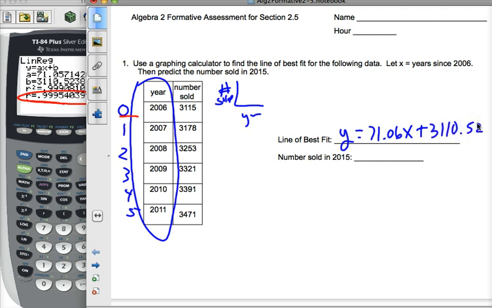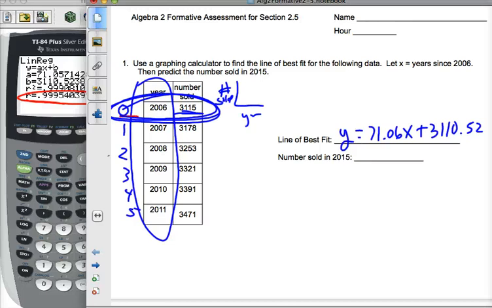3,110.52. So that's my slope at 71.06, which means that every year I should expect to sell about 71 more. My y-intercept is 3,110. That's about how many I sold in year 0, which in this case was 2006. You can see that's really close to the 3,115 that actually happened. My equation came up with 3,110 because the dots didn't perfectly line up, where this 3,115 was the y-intercept. Want to figure the number sold in 2015?